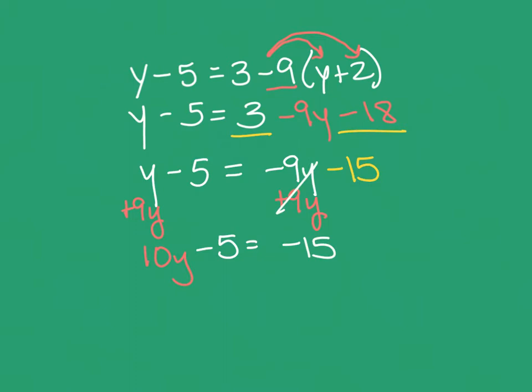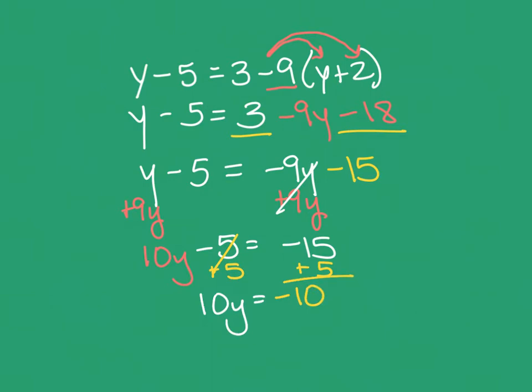Now I'm just isolating my variable by using inverse operations. We'll start with the opposite of this -5 to get him out of the way. That's +5, as long as I do the same to both sides of the equation. That's going to leave me here with 10y on this side. And over here, I owed $15. I had 5 in my pocket, so I still owe 10.